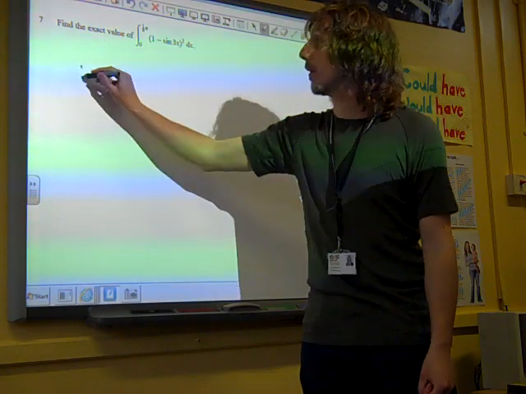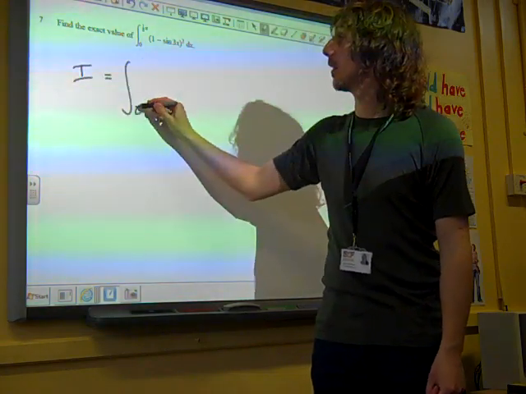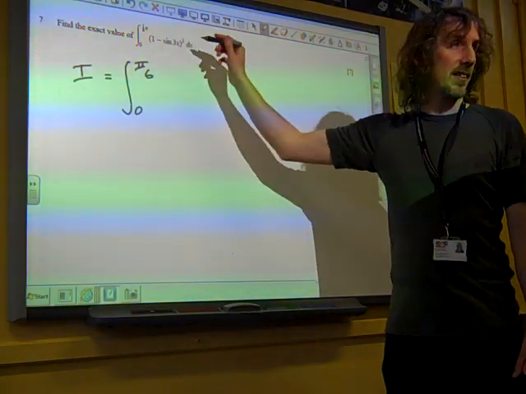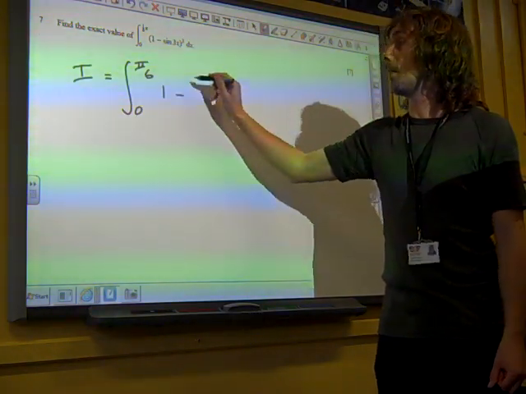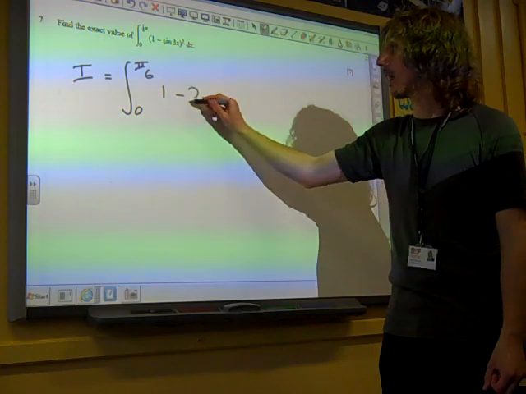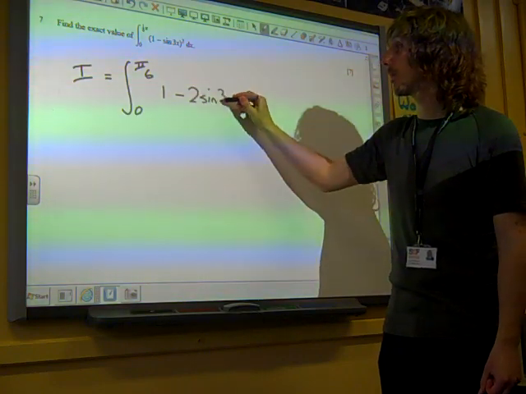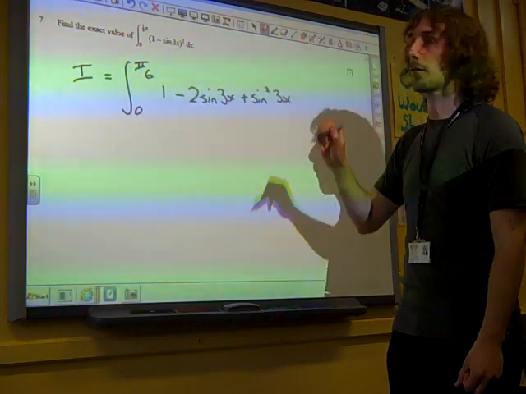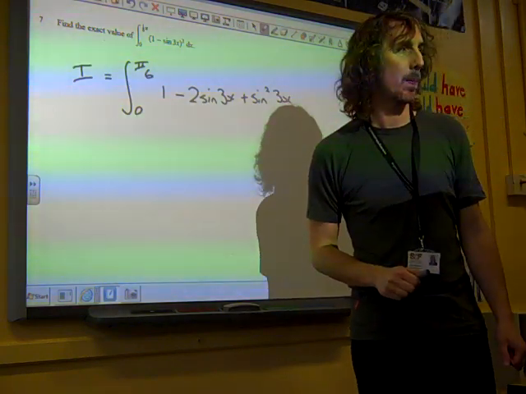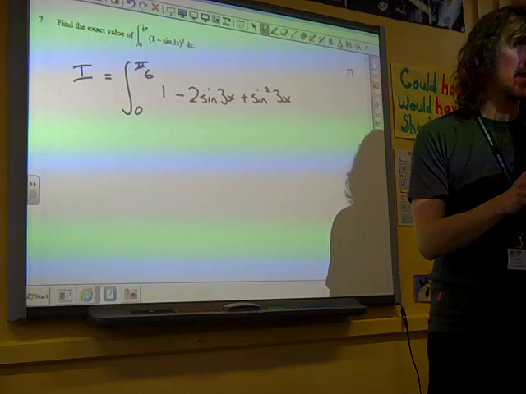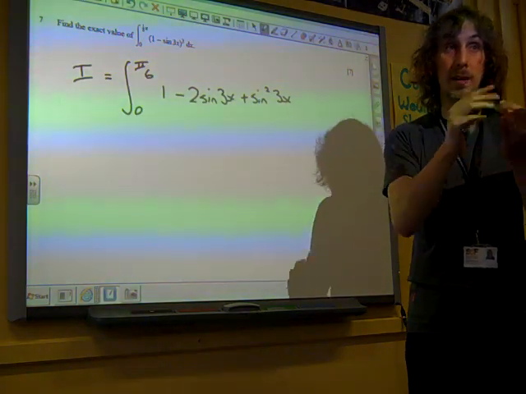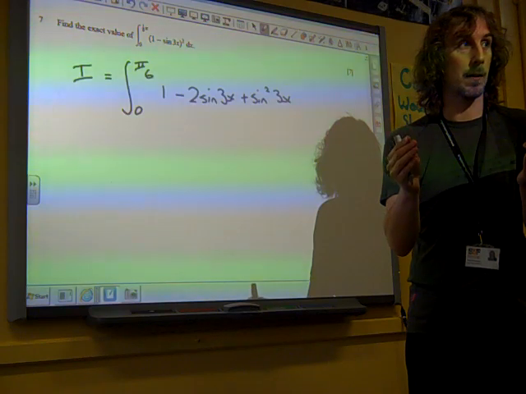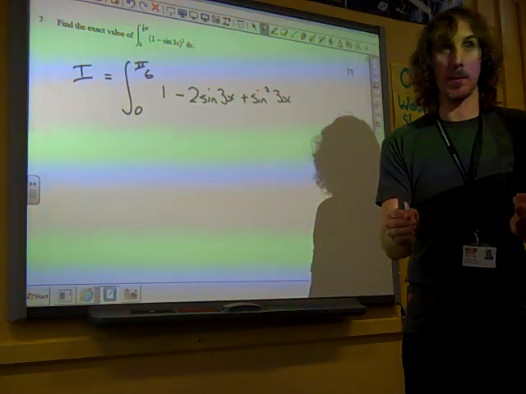So, at the very beginning, if you multiply this out, you're going to get 1 minus sine 3x minus another sine 3x plus sine squared 3x. Notice that if you multiply sine 3x by sine 3x, you get sine squared 3x. You don't get anything at all to do with 9x. So don't make that mistake at the start.